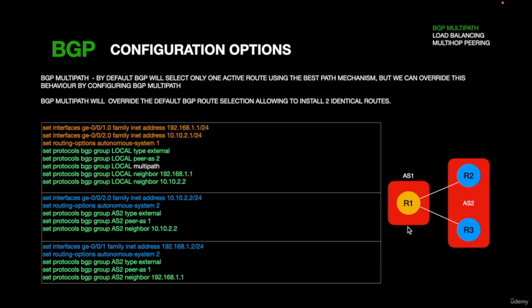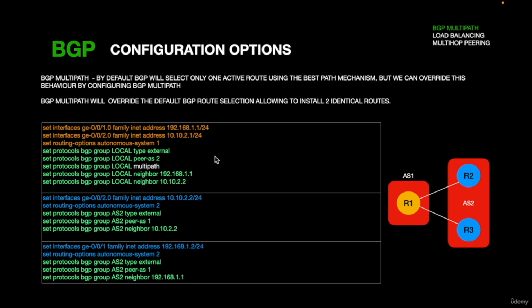BGP will apply the best path algorithm and will select only one route, and it will install it in its routing table. But we can bypass this, and we can install two identical routes in R1's routing table, and maybe we can also do some load balancing with it. So in order to install both routes in R1's routing table, you just specify the multipath in the BGP group configuration. And actually this is a good idea to see how to configure BGP in general.